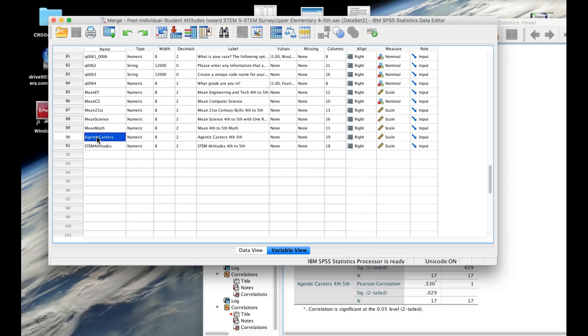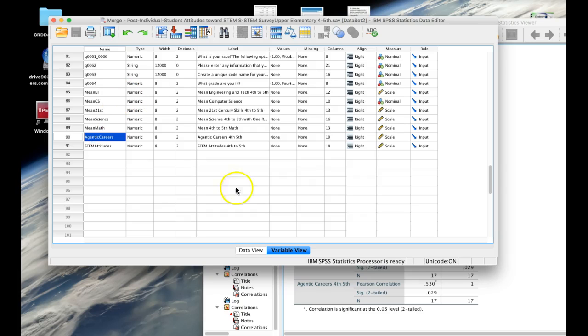I also selected agentic careers. In the survey, it did an inquiry with the students as to whether they were interested in physics, whether they were interested in engineering. So what I did was I took the math intensive careers and I bundled them into what I call agentic careers, because I'm interested to see if the females are interested in those careers. So I did a mean of the agentic careers.